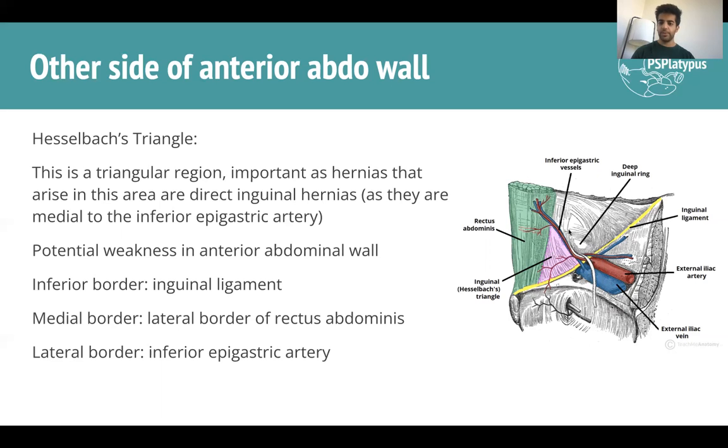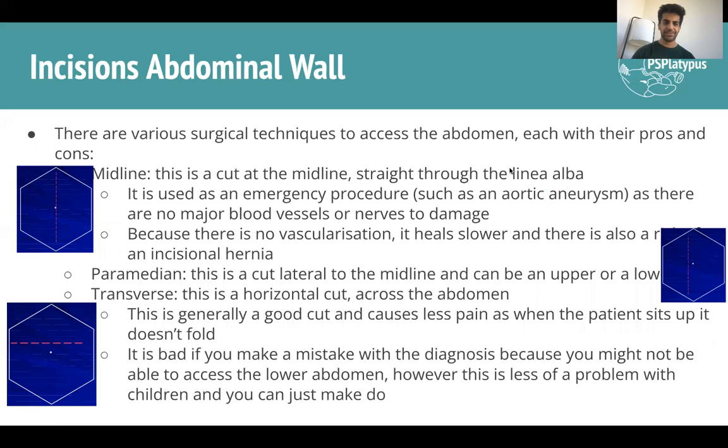You also have your deep inguinal ring here. This is going into your inguinal canal. So these inferior epigastric vessels, if a hernia is medial versus lateral, can determine what kind of hernia it is, which we'll talk about in a later video. I think it deserves its own video because it's such a long topic.